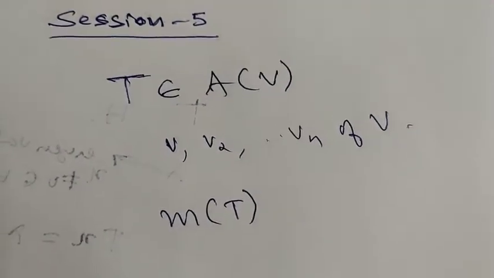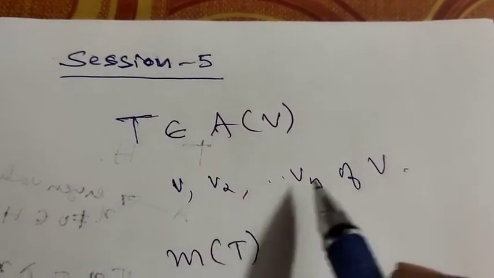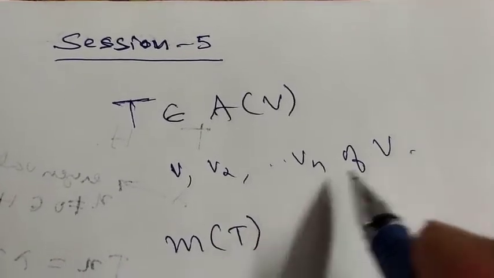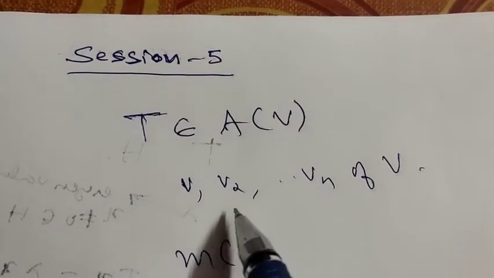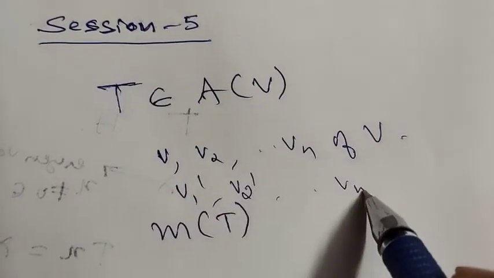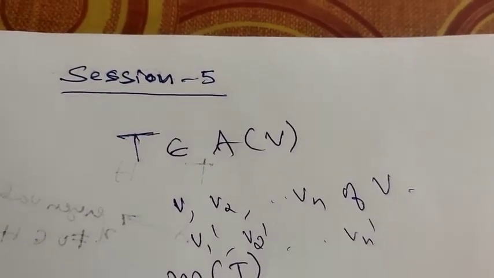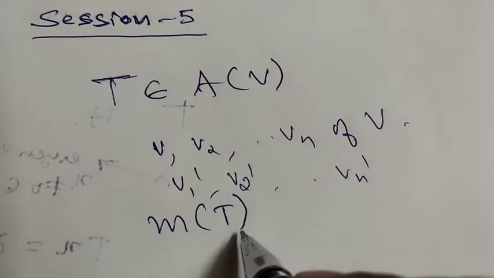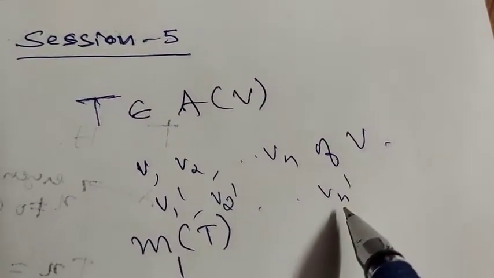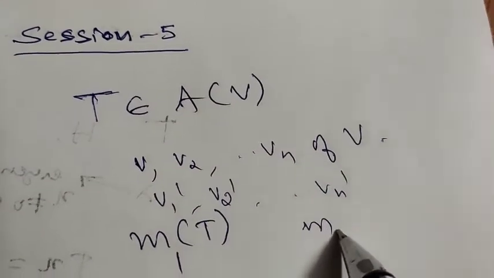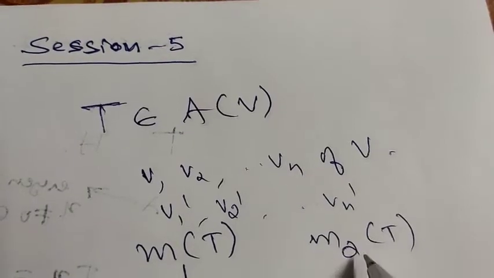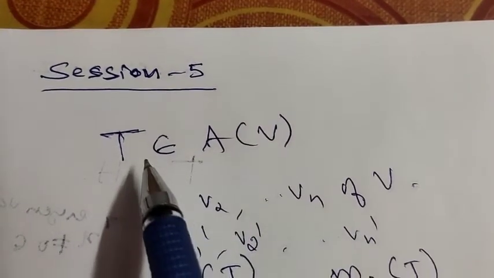And also we have studied that if we change the basis of a vector space V, that means we know that a vector space can have more than one set of basis elements, say the basis we change it as V1', V2', etc., Vn', then we get, say, this matrix m1 of T, I may call. So with respect to this basis, the matrix of T will be, say, m2 of T. Both correspond to the same linear transformation T.